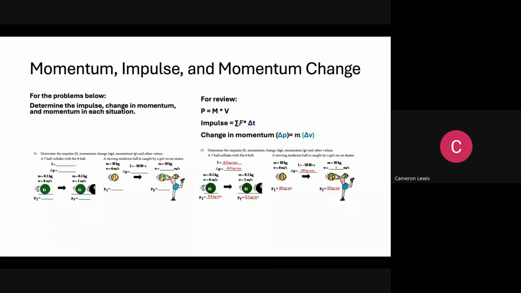But as you can see, you could do it either way that you want to find an answer. In a situation like this, because momentum is conserved, you just sit here and make sure all the numbers match up. Does that make sense?